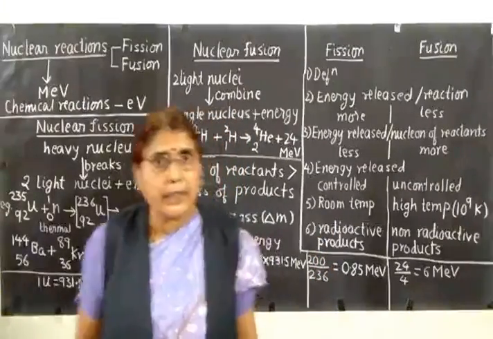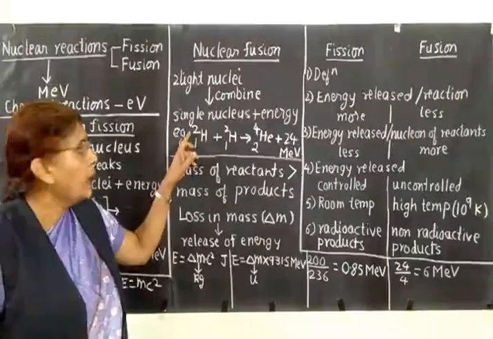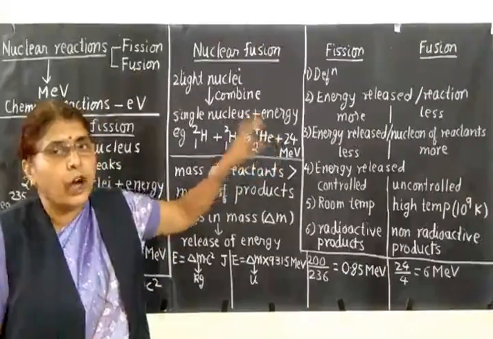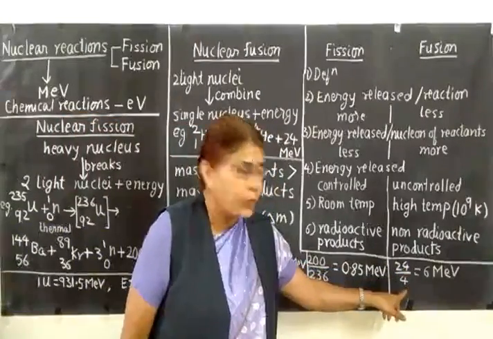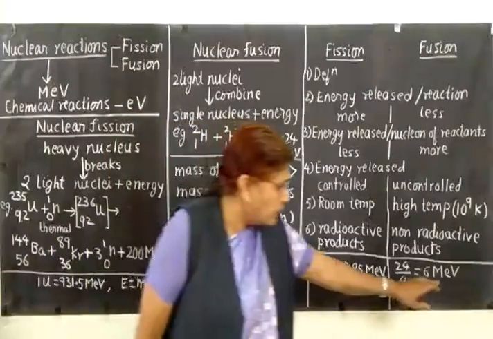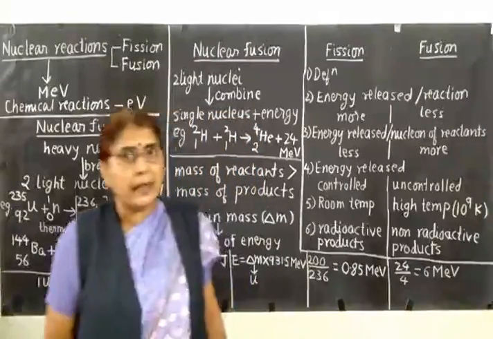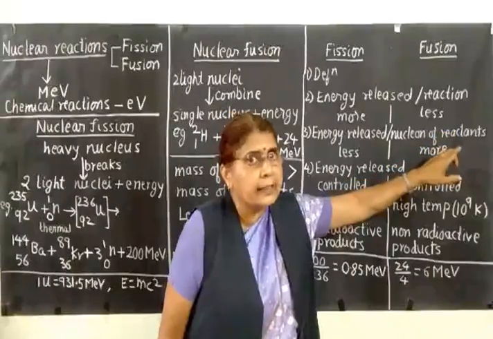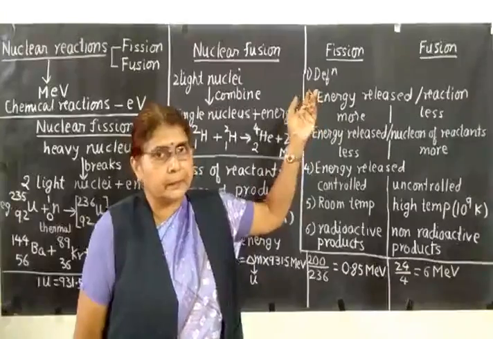Let us find out how much energy is released in the fusion reaction. Here how many nucleons are involved? 2 plus 2, 4 nucleons are involved and the energy released is 24. So how much is the energy released per nucleon? It will be nothing but 24 upon 4, so it will come out to be 6 MeV. So which energy is larger? Energy released in fusion is larger when you take it per nucleon. So that is my third point. Energy released per nucleon of the reactants is more in fusion and less in the fission reaction.